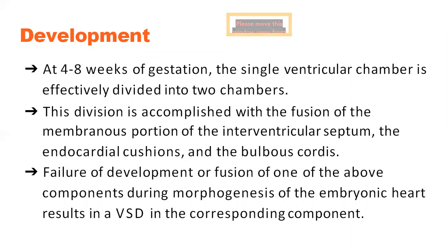Now discussing its developmental changes. The central ventricular septal chamber is effectively divided into two chambers by the fourth to eighth week of gestation. This division is accomplished by fusion of the membranous portion of the interventricular septum, the endocardial cushion, and the bulbus cordis. The failure of fusion of one of the above components during morphogenesis of the embryonic heart results in ventricular septal defect in the corresponding component.